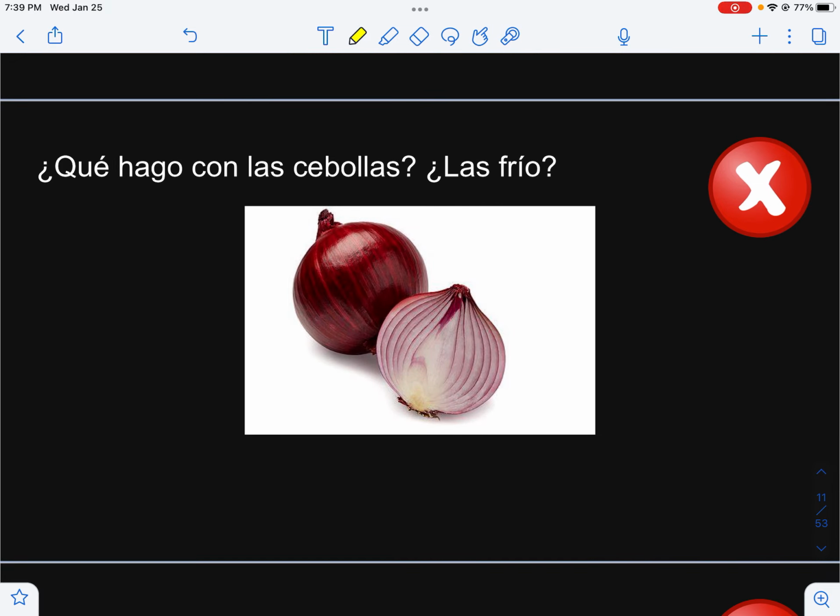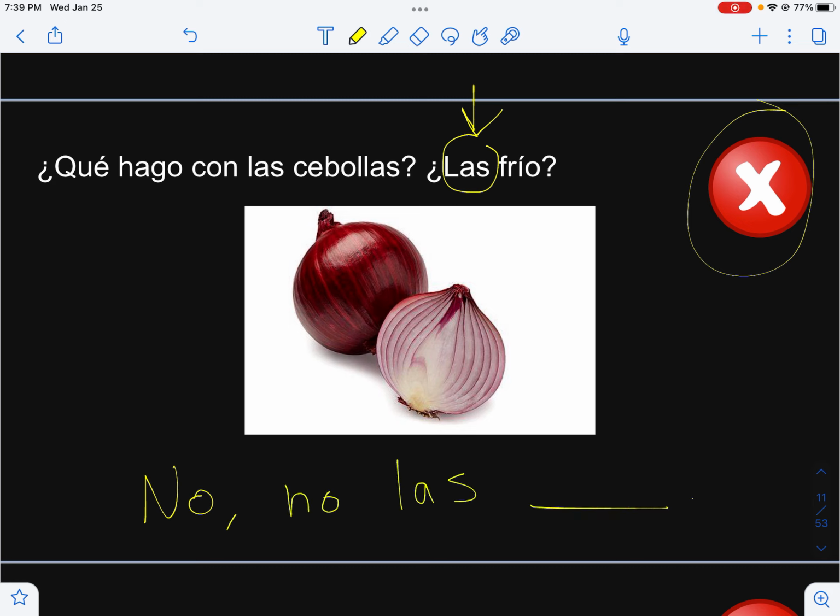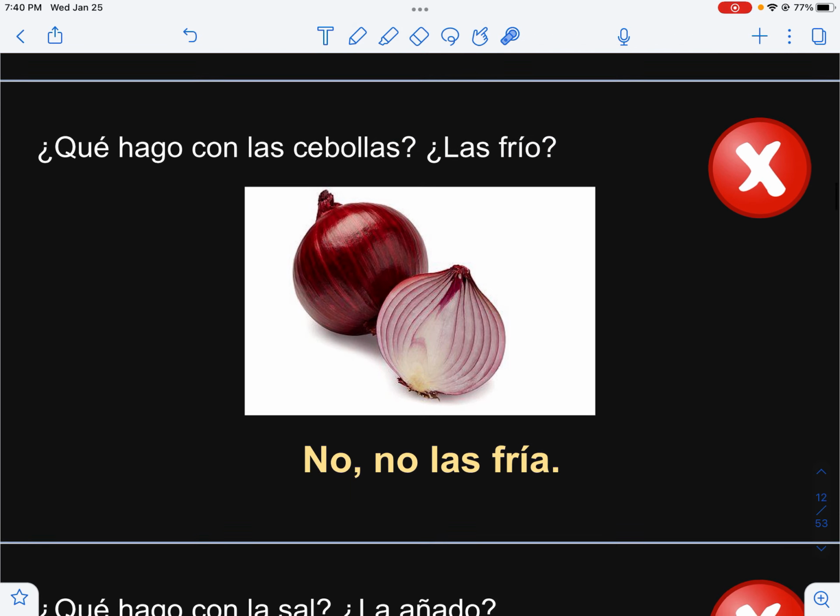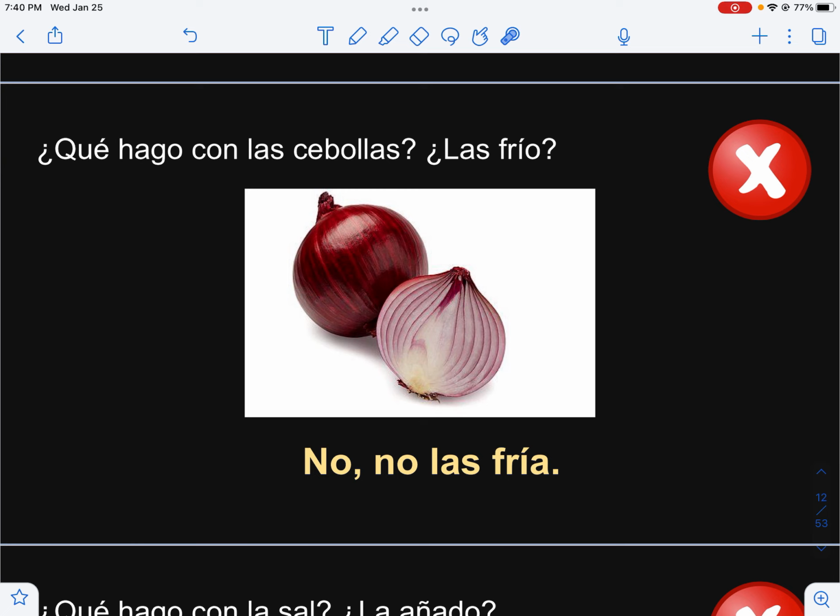Okay, we're entering negative territory. Remember what happens when we have a negative verb, negative command? Our direct object is going to go at the front of the verb. So we're going to start with no, las, and then we have our command. So go ahead and use your yo, A to E, or switch it knowledge. Notice freír is an E verb, so you're going to switch that to an A. Boom. We've got no las fría.